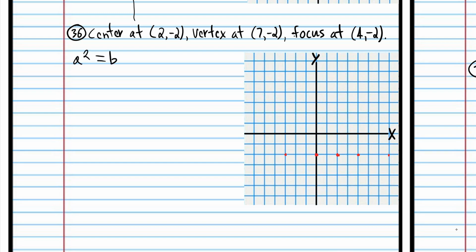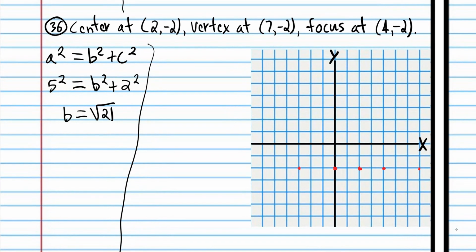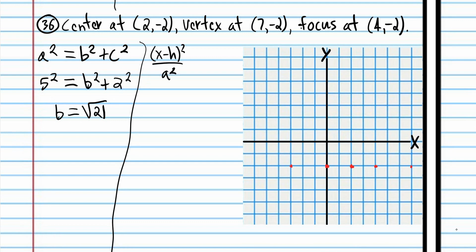So our equation is a squared is equal to b squared plus c squared. We know a is the distance from the center to the vertices, so that's 5. And we know C is the distance from the center to the foci, so that is 2. So solving for B, we get the square root of 21. And now, this is a horizontal ellipse, so we're going to write the A squared term under the x minus h squared term.